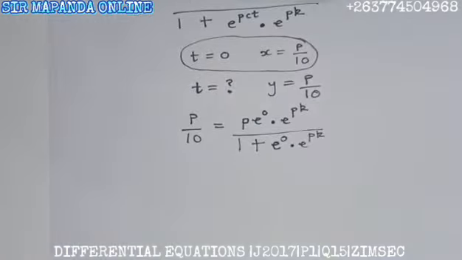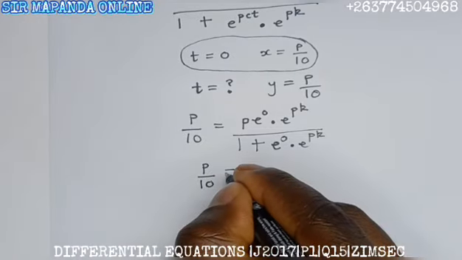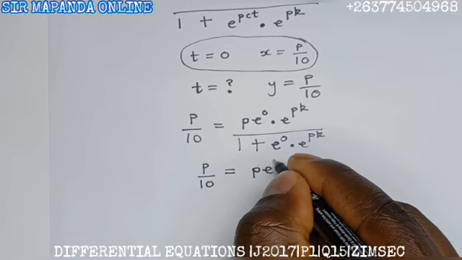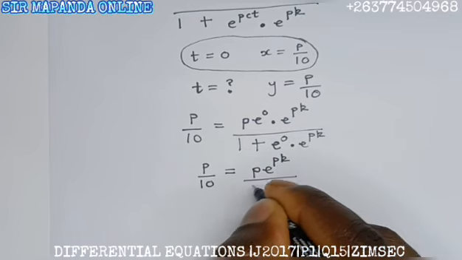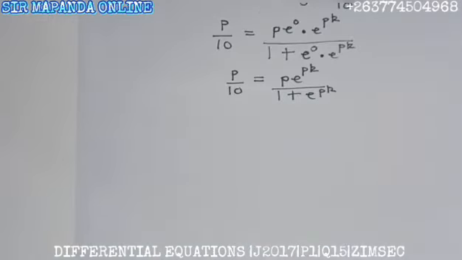So this is the first thing to do, putting t on 0 and putting p over 10 on x. Remember e to the power of 0 is as good as 1. So you now have p over 10 is equal to p e to the power of pk divided by 1 plus e to the power of pk, something like this. To find k, we are now doing the process of cross multiplication.